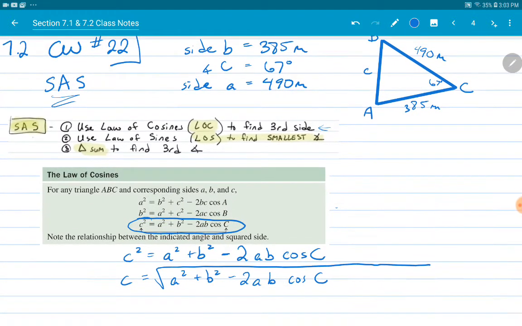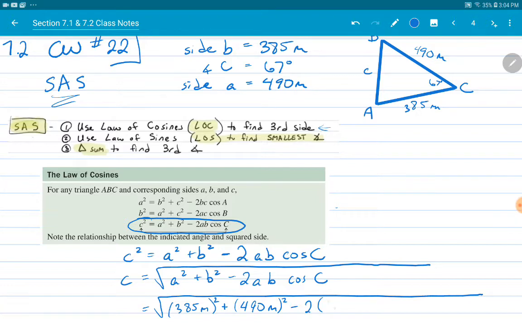And then plugging in my numbers now, A is 385, and that's going to get me a meter squared. And B is 490, and again, I'll get a meter squared unit. Minus 2 times A, which is 385 meters, and B, 490 meters. When I multiply those together, I get meters squared again. And cosine of C, which is 67 degrees.